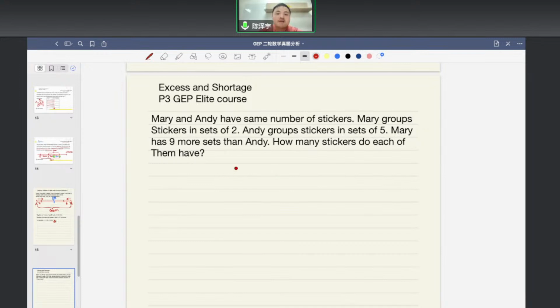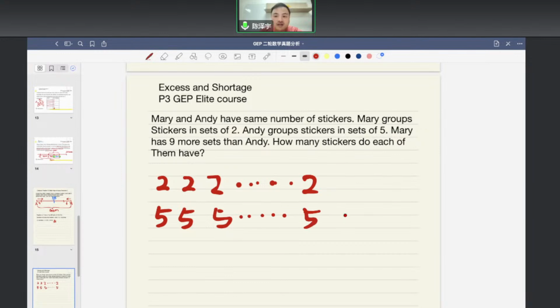Okay, so for this one, we have two people, Mary and Andy. Mary, you have packs of two. I don't know how many twos she has. And Andy, packs of five. I don't know how many fives he has. And in the end, I know that Mary has 9 more sets than Andy. So let's say I put aside these 9 more sets. Andy and Mary should have the same number of sets. So if I just compare the same number of sets, Mary will have an excess of 9 sets.